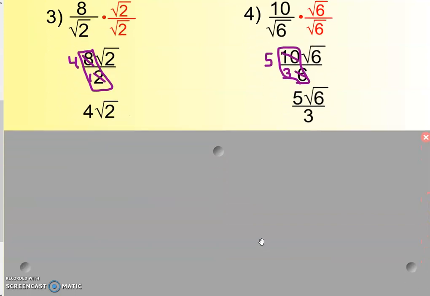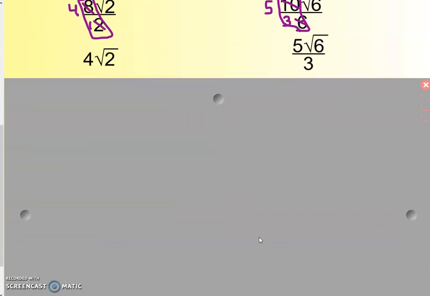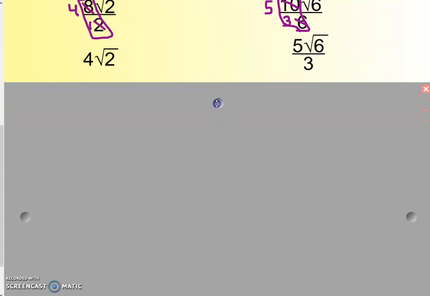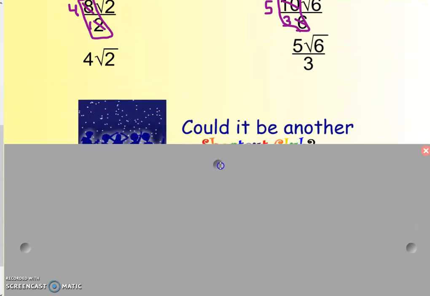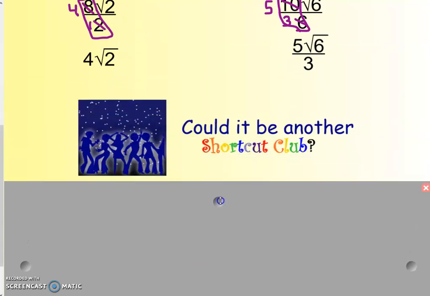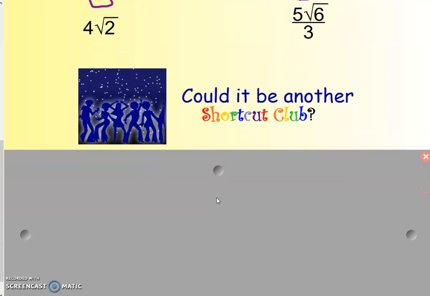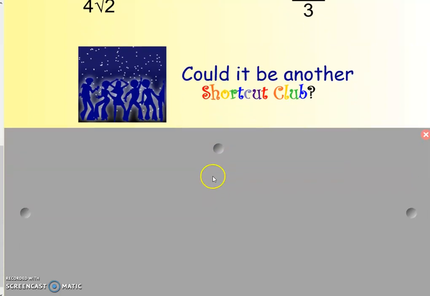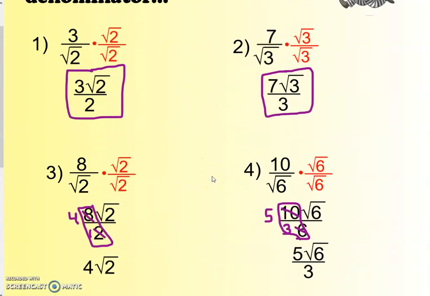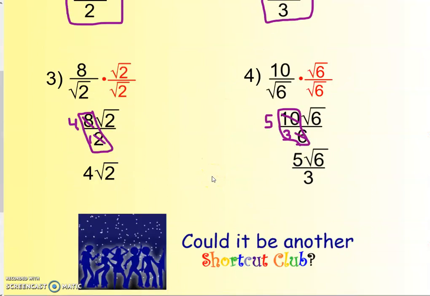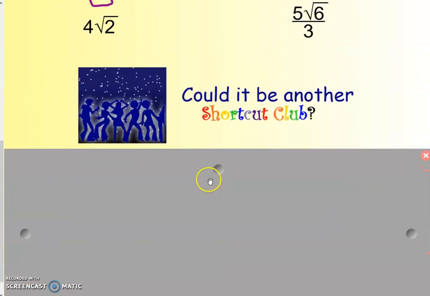So, having done all that work, you might start to wonder, could there be another shortcut? And it turns out that there kind of is. There are kids who can do this rationalizing in their head. And let's see if you're one of them. And if you're not, that's okay.